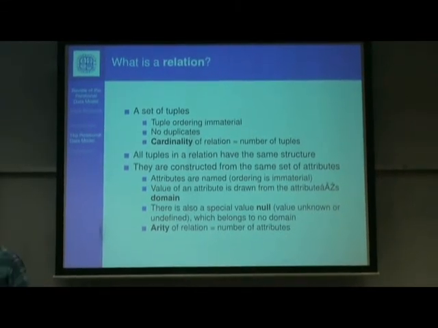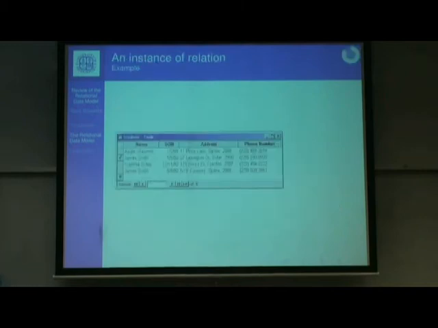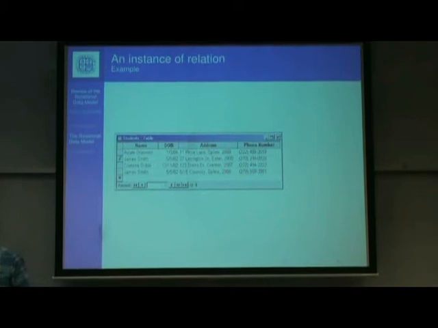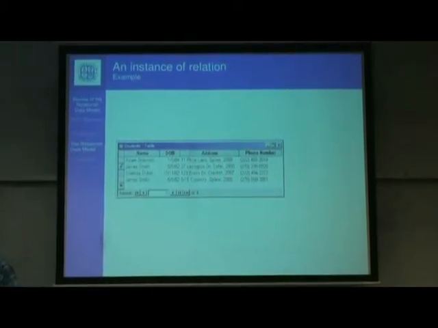The arity of a relation is the number of attributes the relation has. There is a special value in databases called null, and for each attribute you can put a constraint that the attribute can be null or not. This is an example of a relation. You can see the name of the student, the address, and the phone number.